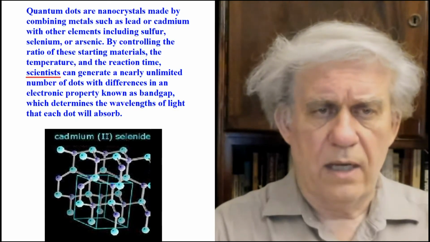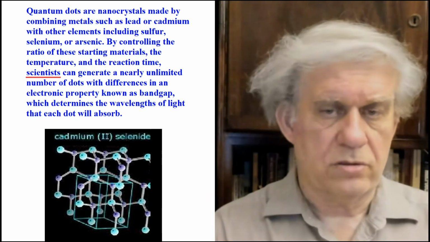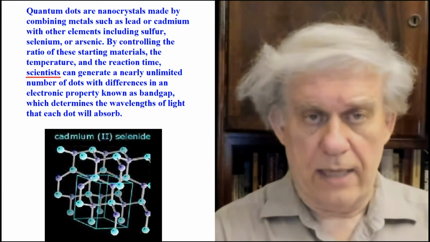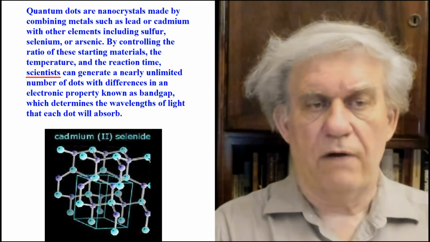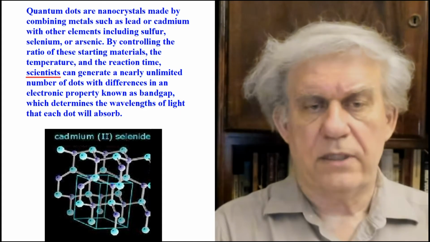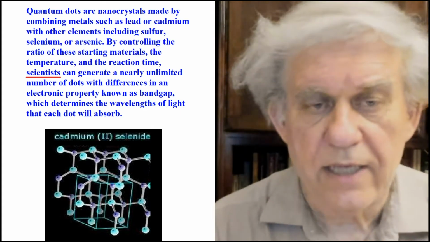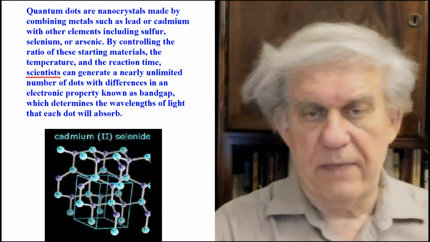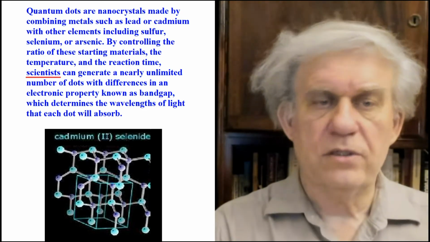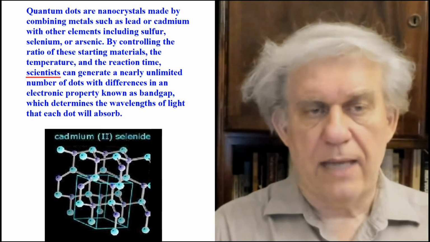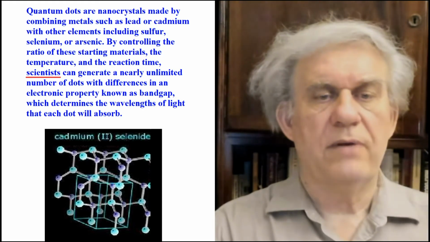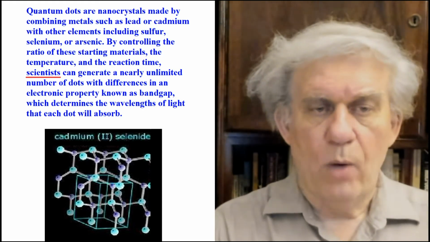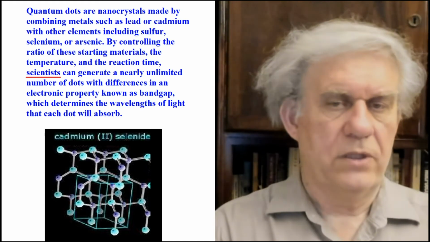Okay, so first of all, here again, a little more technology, how they build these things or how they make them. Quantum dots are nanocrystals. Again, they're crystals, meaning they're made out of many molecules or many atoms, okay? Made by combining metals such as lead or cadmium with other elements including sulfur, selenium, and arsenic. And there on the bottom you have cadmium selenide, okay? That's one of the compounds with which they make these dots. Okay, by controlling the ratio of these starting materials, the temperature, and the reaction time, scientists can generate a nearly unlimited number of dots with differences in an electronic property known as band gap. And we'll explain that in a second, which determines the wavelengths of light that each dot will absorb.